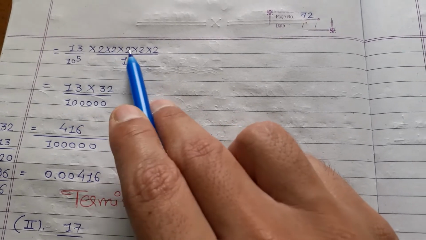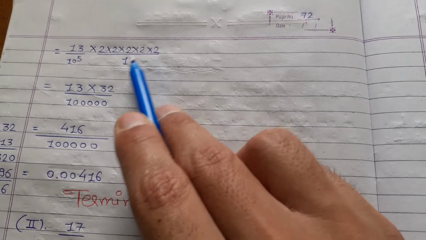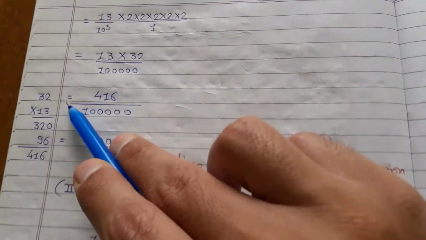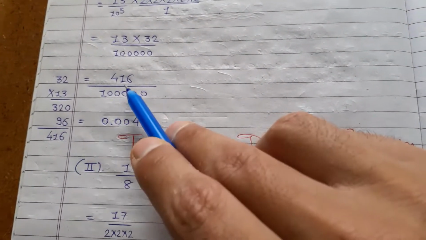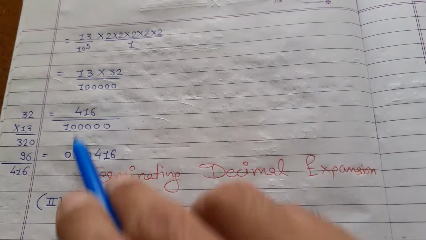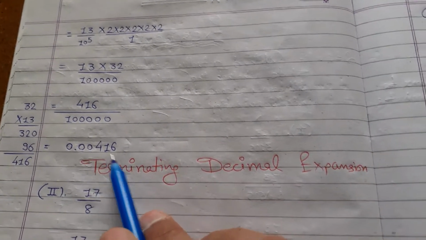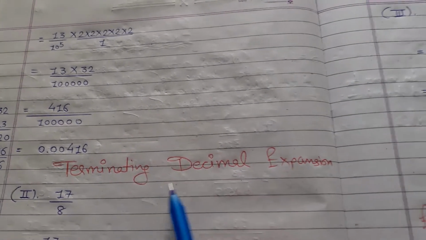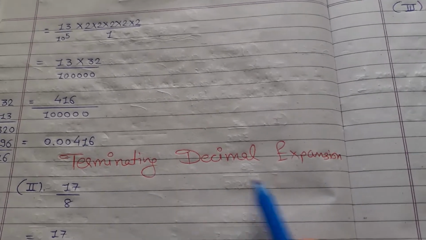And here 2 is multiplied 5 times, so we are getting 32. 32 into 13, the answer is 416. 416 upon 5 zeros after 1, so we will get 0.00416. So we are getting a terminating decimal expansion if we solve the question up to the end.